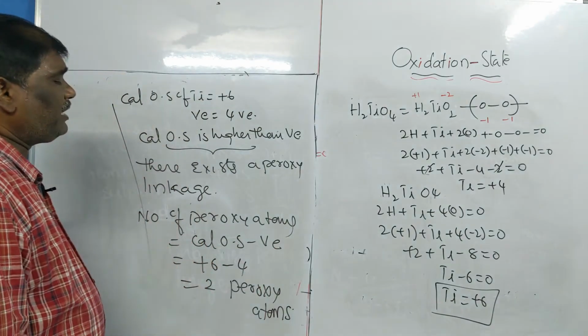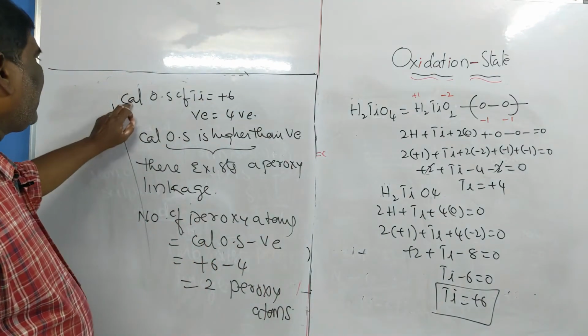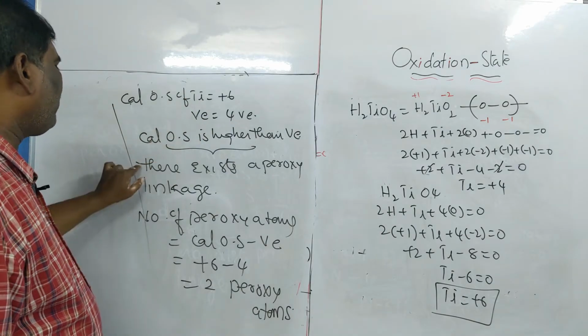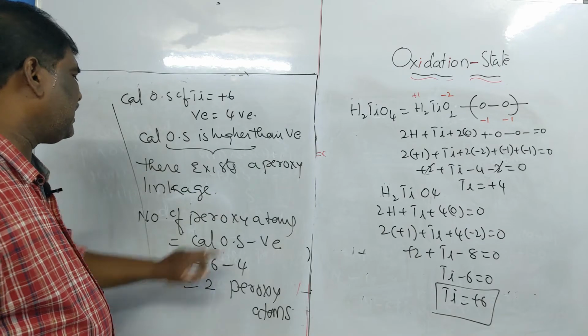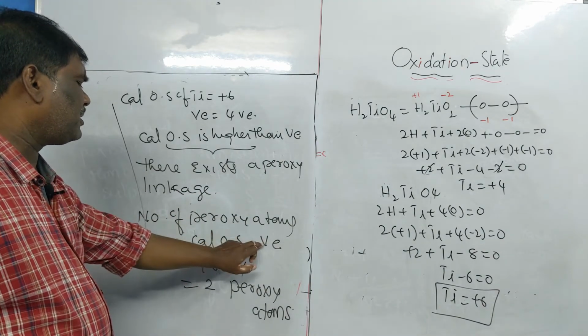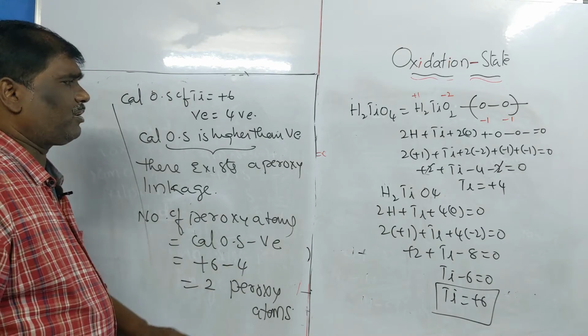So how can we find the peroxy linkage? Whenever the calculated oxidation state is dominating the valence electrons, then we say there exists a peroxy linkage, and the number of peroxy atoms is equal to the calculated oxidation state minus valence electrons.